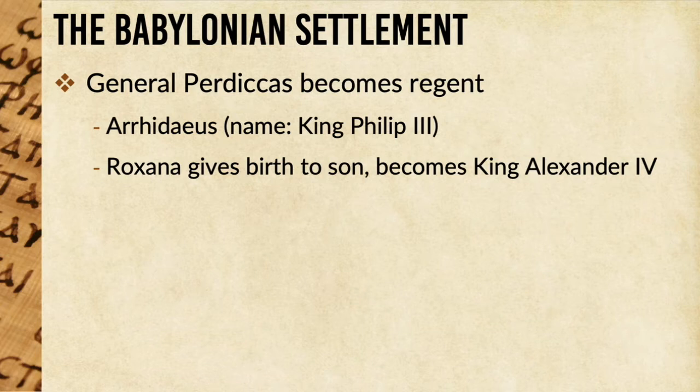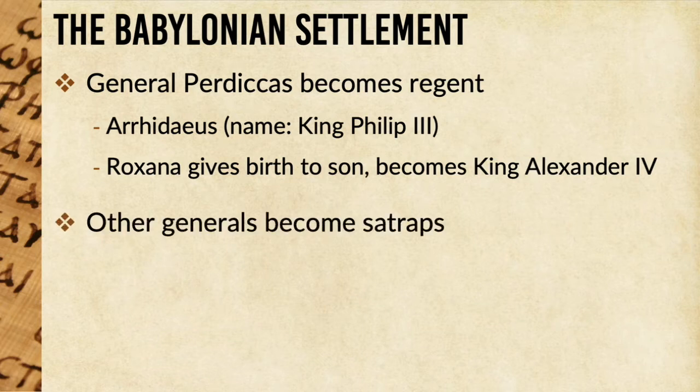But of course, neither Aridaeus nor Alexander IV are able to actually rule. So General Perdiccas is going to become regent. He's going to be the one who's ruling in their name. Well, what about the other generals? As a part of the Babylonian settlement, other generals become satraps or governors, and so they're going to be given different parts of the empire to rule. Perdiccas is going to be taking care of Aridaeus and Alexander IV, but in reality, he's going to be ruling.